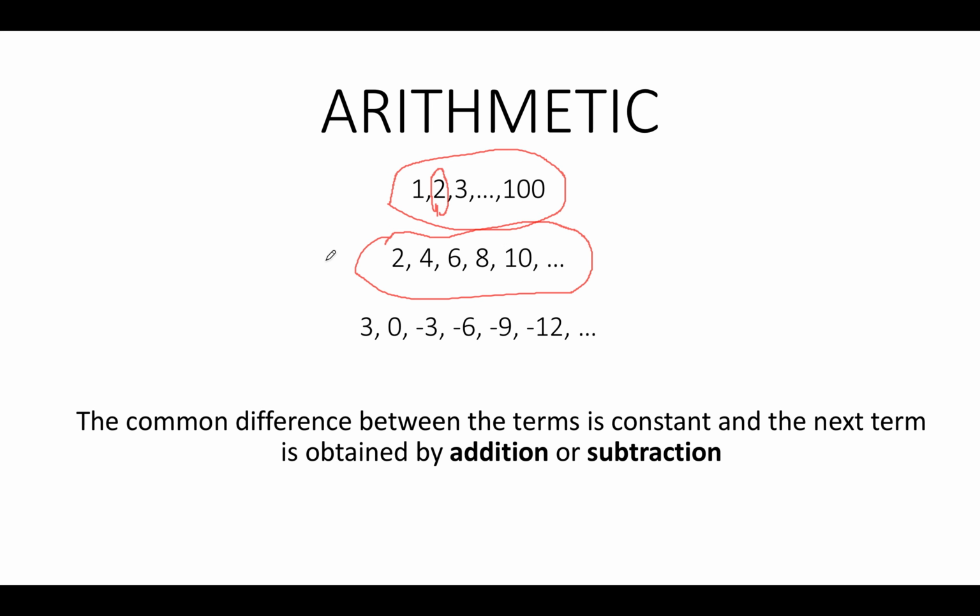Again, this is an arithmetic sequence because we're adding the same number to each element. 2 is added here. 2 is added here. And then it goes on and all the way on. Now, let's take a look at this one. It's not that tricky. Here, we're subtracting 3 from each number. 3 minus 3 is 0. 0 minus 3 is negative 3. Negative 3 minus 3 is negative 6. And it goes down. We're subtracting 3 from each term. So the common difference is the same between each element. This is how we know that it is arithmetic, because the common difference is the same.